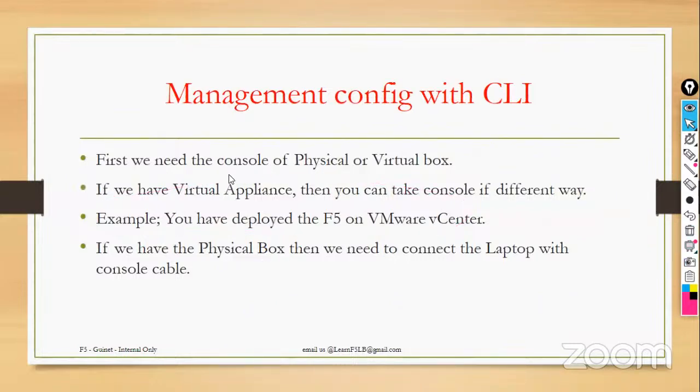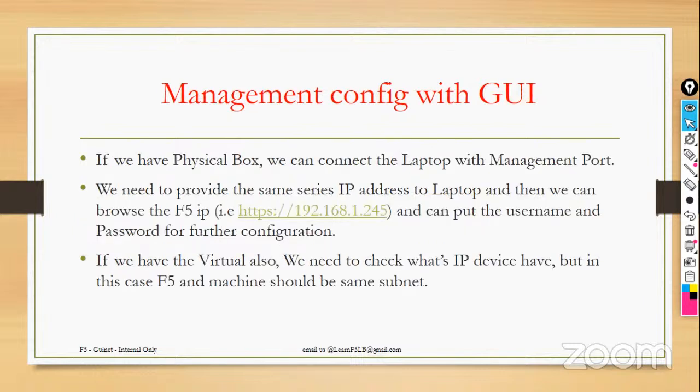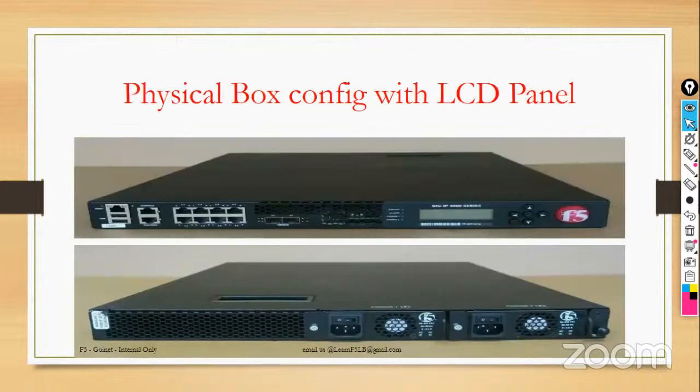So this is how we can configure the box, physical box or virtual box, right? We can take the console. If we have the physical box, we can take the console and connect it to the laptop. If we have the virtual one, we can directly take the console, right? And this is the default IP. If you have the physical box and you connected the management port, and you provided an IP from the same network to your laptop, then you can ping this IP and browse to this IP in your browser, right?